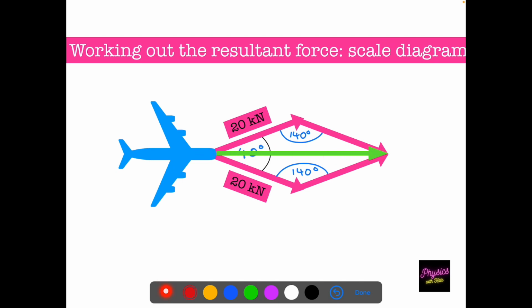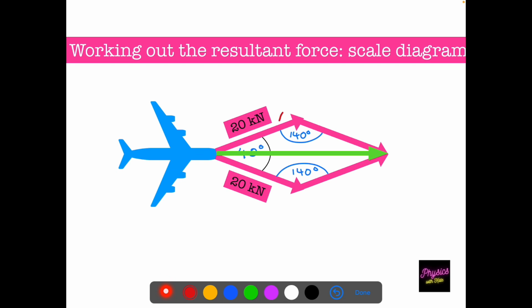To get the size of the force, we now need to work out the scale of the forces that we were given in the first place. So what we're going to do is divide the size of one of the forces by the length of its arrow to get the number of newtons per centimetre. We're then going to multiply that scale, the number of newtons per centimetre, by the length of the resultant force in centimetres, and that will give us the size of the force. So let me show you how to do that.